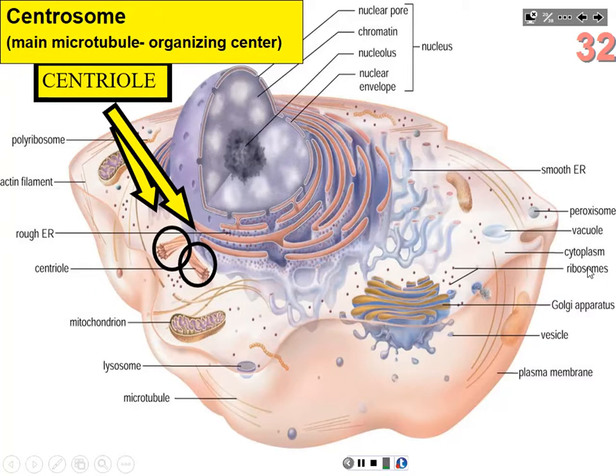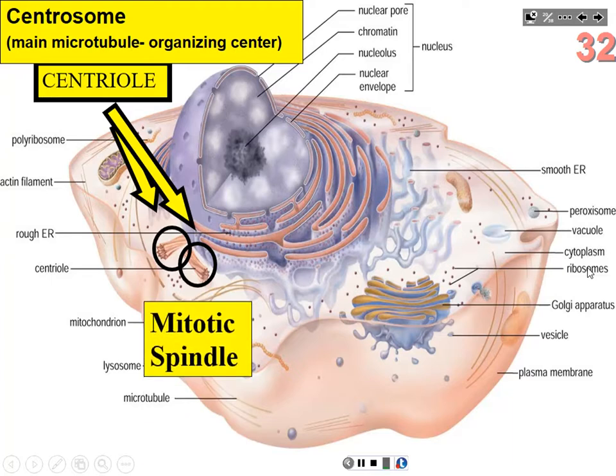They are going to produce the protein fibers that are going to be responsible for moving our chromosomes and tearing them apart. Those fibers are called the mitotic spindle. Sometimes we call them spindle fibers. Okay, so the mitotic spindle.